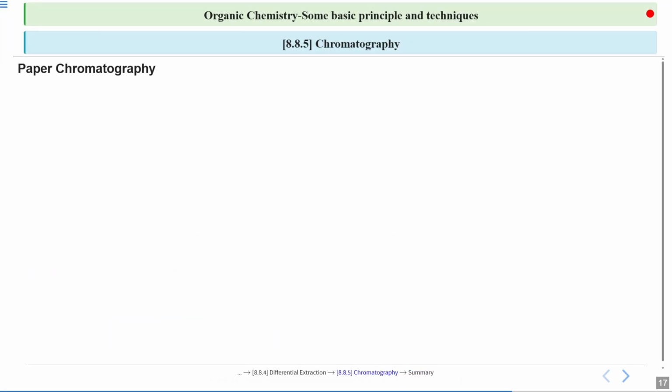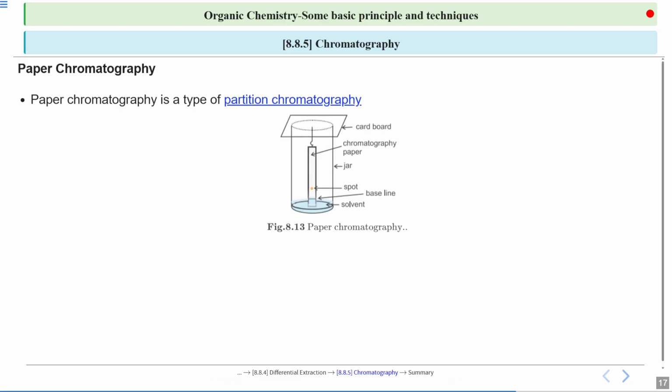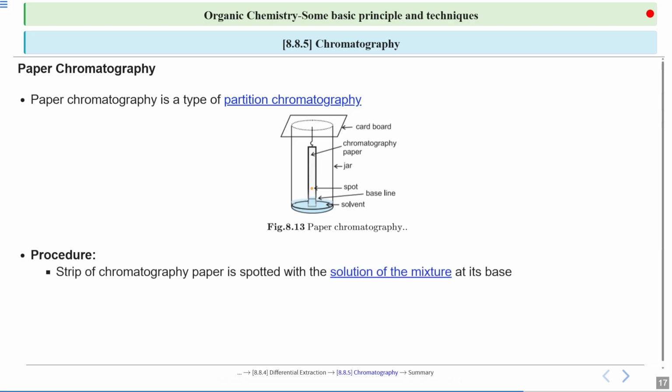Now, let us move on to the procedure. So what is the procedure? Starting with the first point, the strip of the chromatography paper is spotted with the solution of the mixture at its base. The second one is you suspend the paper strip in the mobile phase, which is the solvent, inside a chamber. This step is important because the solvent will travel up the paper carrying the mixture with it.